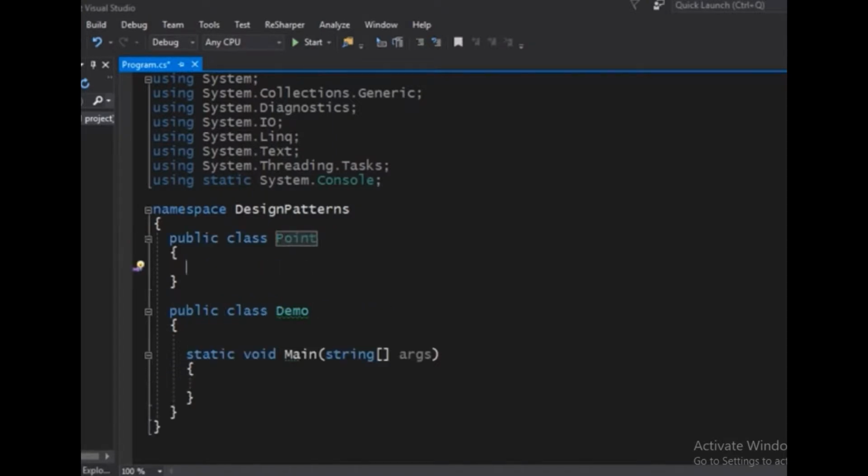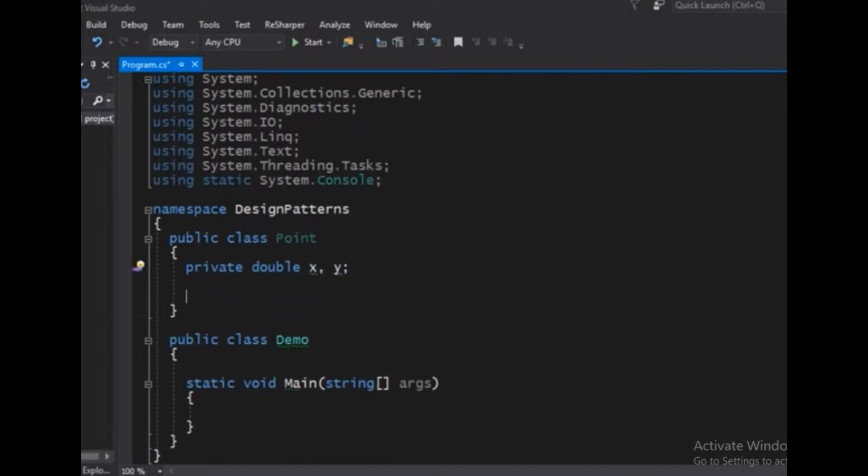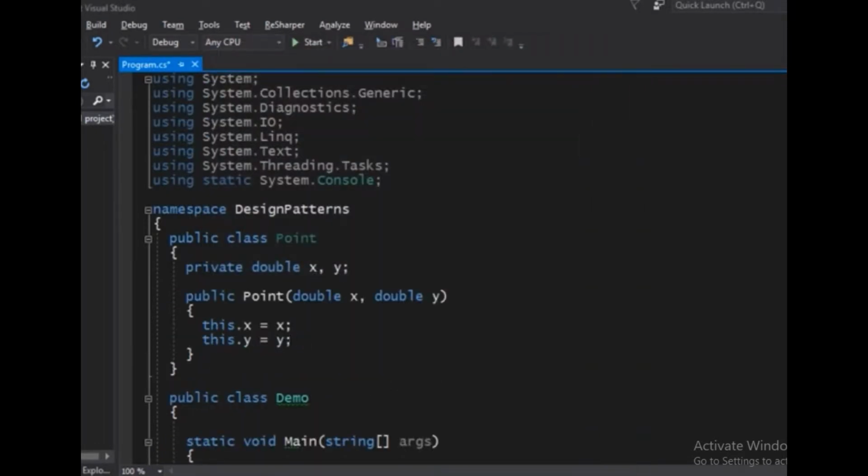So we have the x and y coordinates of a point. We may as well have them as fields, so we'll have double x comma y. That's going to be the coordinates of a particular point. And then of course you go ahead and you make your good old-fashioned constructor where you initialize the x and the y.